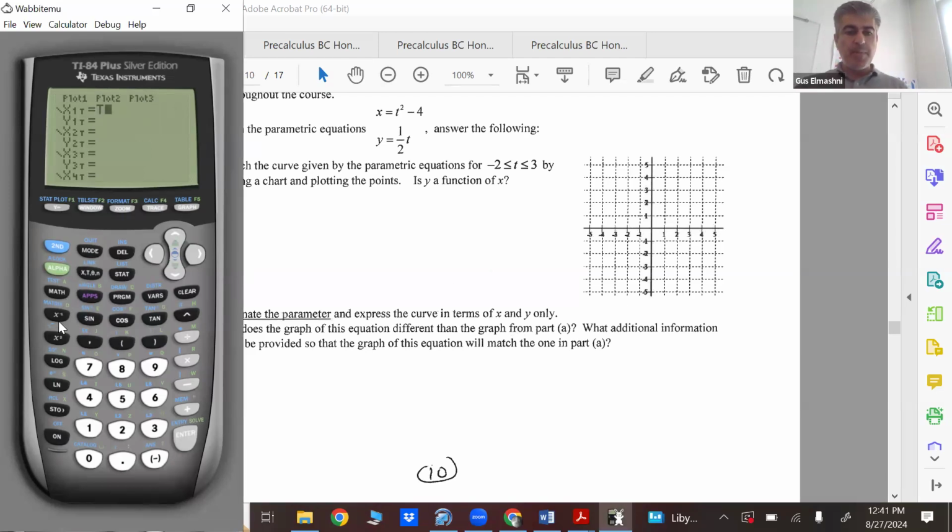So now I could just type in my equations, and t is where x would usually be. So t squared minus 4, enter, 0.5t, enter. And then if I go to window, I'm going to restrict my t from -2 to 3.